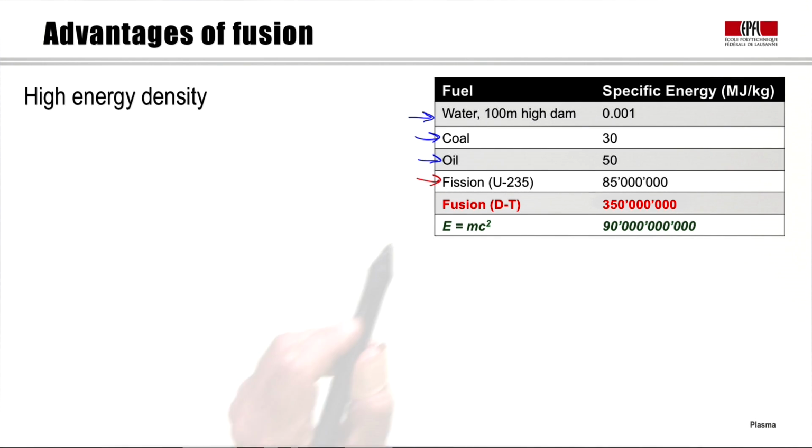And the next step, which is even much higher than fission itself, is fusion. For DT in this example, we have 350 million megajoules per kilogram. As close as you can get to just transforming directly all the mass into energy according to just the mc square equation, which corresponds to having 90 billion megajoule per kilogram. So fusion is as close as we can get to that number.